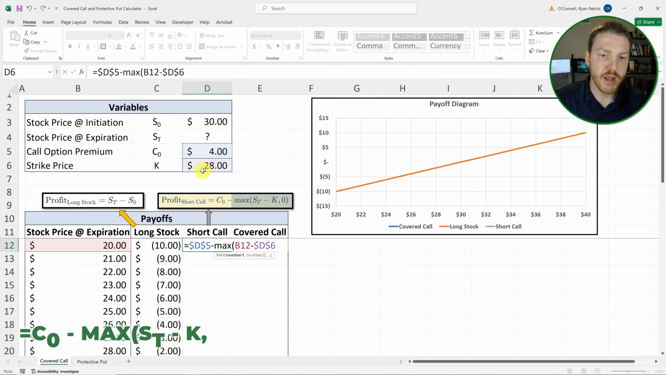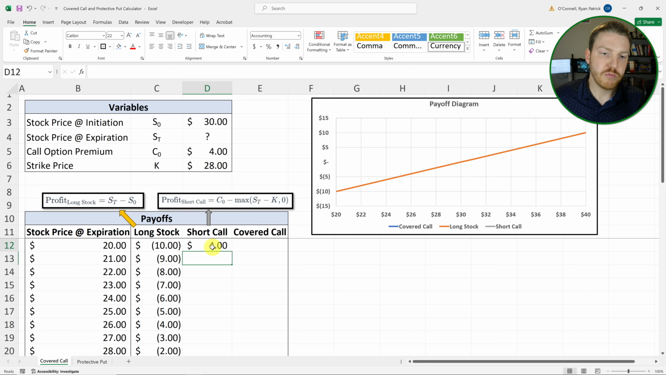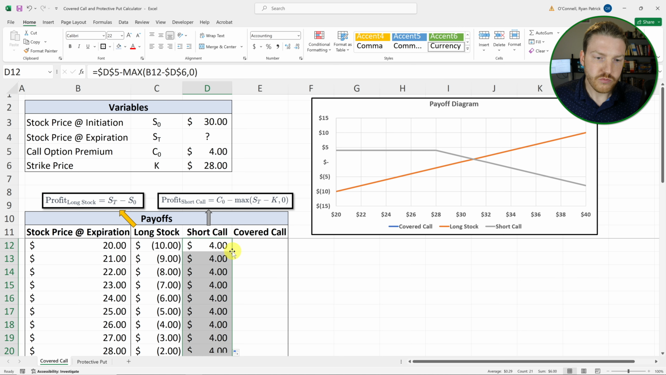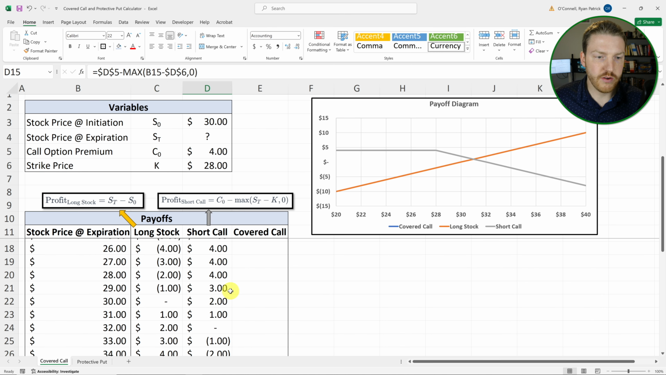So it's either the maximum of that value, which is a negative value, or zero, because I have the option to not exercise it. In that case, whoever sold the call option is just going to be up $4, because the counterparty will not exercise it, and they'll just keep their $4 and be happy that they entered into that contract. Now let's shoot it down. So it's going to stay at $4 up until we get past the strike price.